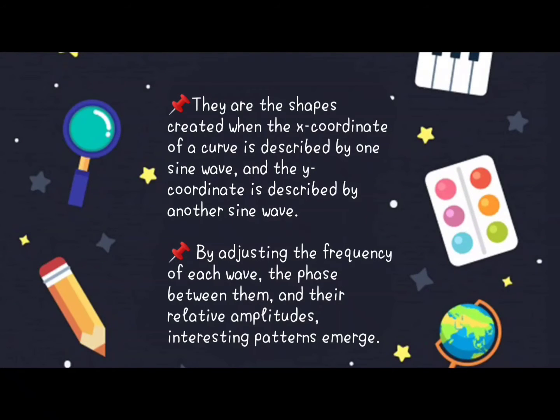They are the shapes created when the x-coordinate of a curve is described by one sine wave and the y-coordinate is described by another sine wave. By adjusting the frequency of each wave, the phase between them and their relative amplitudes, interesting patterns emerge.